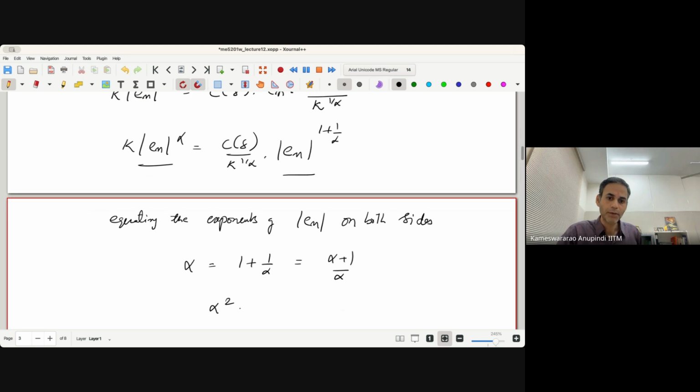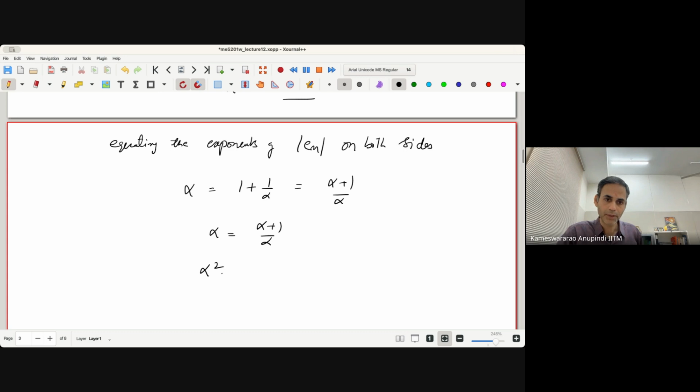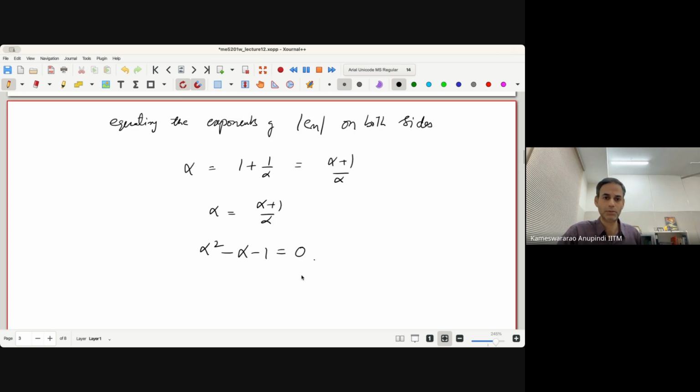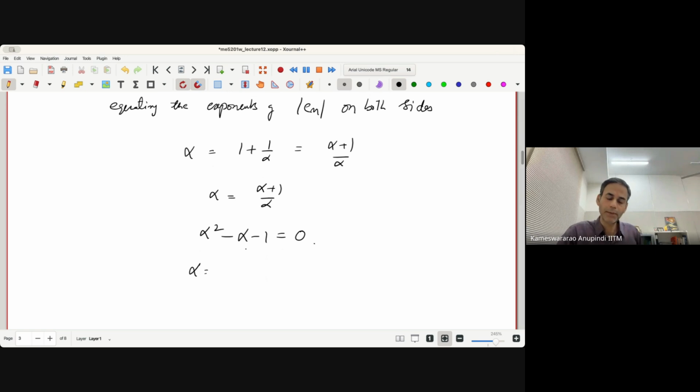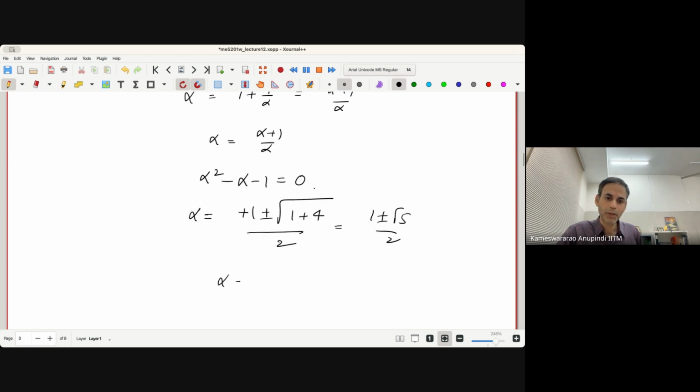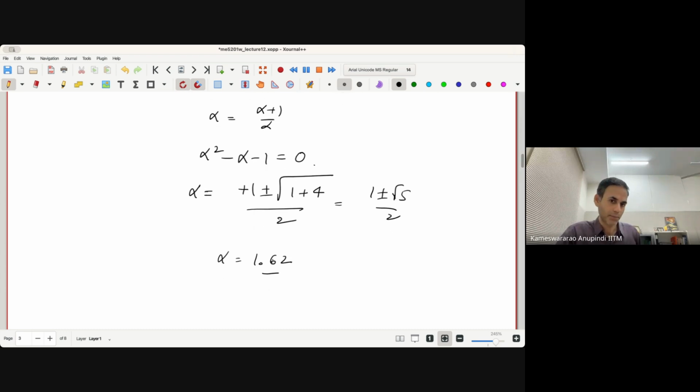That's going to be alpha equals, what we have is alpha plus 1 by alpha, which is basically going to give me alpha square minus alpha minus 1 equal to 0. That's going to give me alpha equals roots of the quadratic equation, minus b plus or minus square root of b square minus 4ac by 2a. Okay, that's going to be 1 plus or minus square root of 5 by 2. This will come out to be approximately alpha equals 1.62, if you take the positive root. So that means alpha value comes out to be somewhere between 1 and 2.